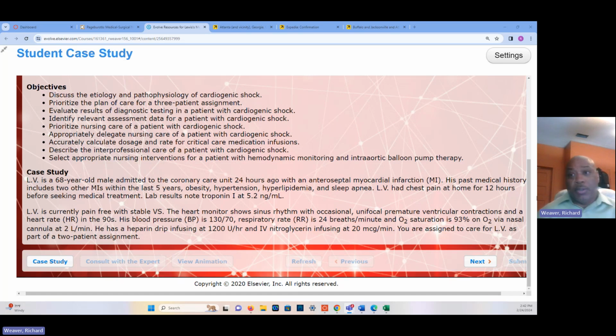And this is something you'll see in an ICU setting quite a bit, especially septic shock. So I think that's about it.